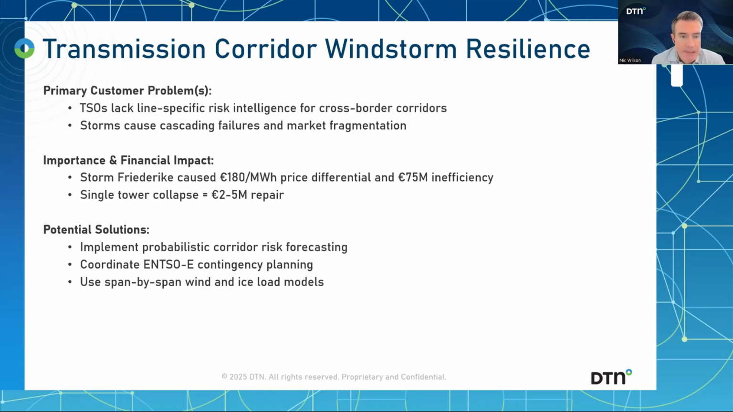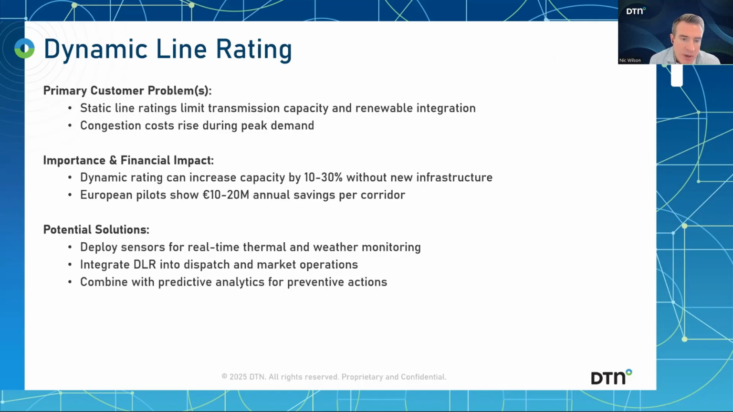If we go to the next slide, just want to cover one more use case quickly, which is dynamic line rating. Your transmission lines have static thermal ratings based on worst case summer conditions, but actual conditions vary dramatically. With real-time weather in the environment of the conductors at height, ambient temperature, wind speed, solar radiation, you can calculate actual thermal capacity in real time.